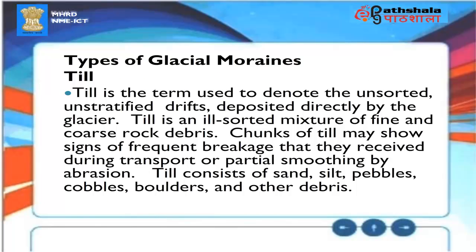Types of glacial moraines. Till. Till is a term used to denote the unsorted, unstratified drifts deposited directly by the glacier. Till is an ill-sorted mixture of fine and coarse rock debris. Chunks of till may show signs of frequent breakage that they received during transport or partial smoothing by abrasion. Till consists of sand, silt, pebbles, cobbles, boulders, and other debris.